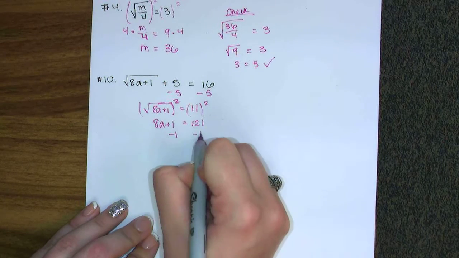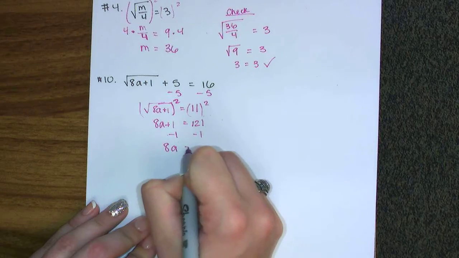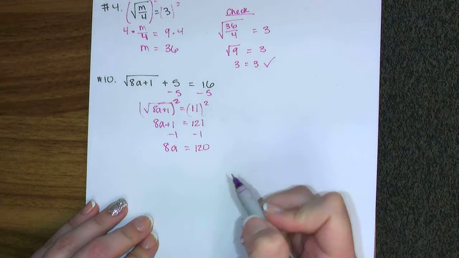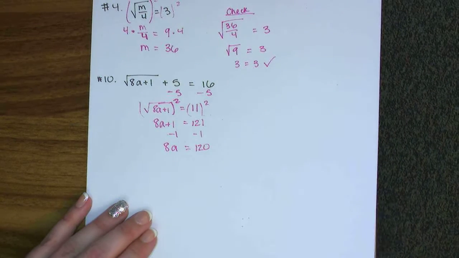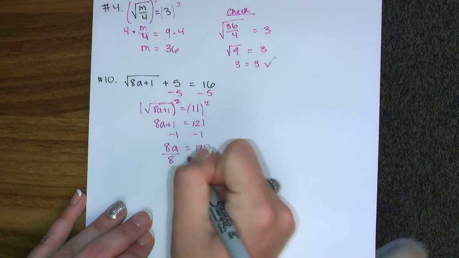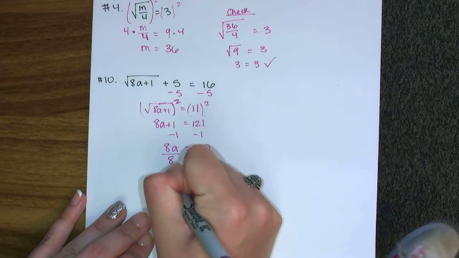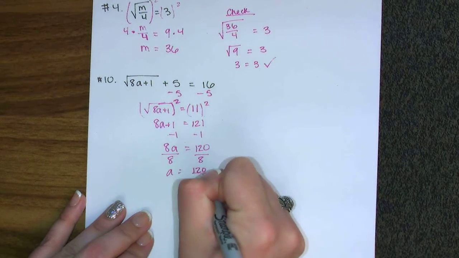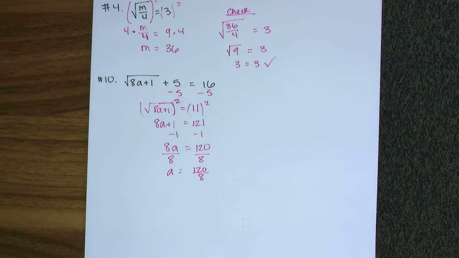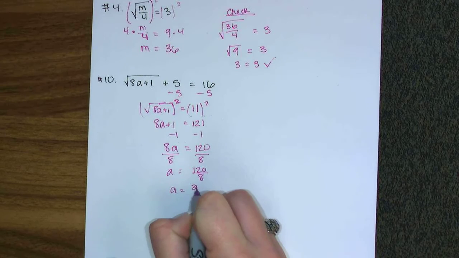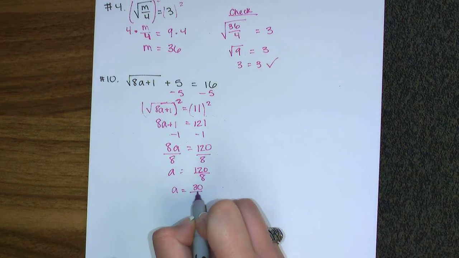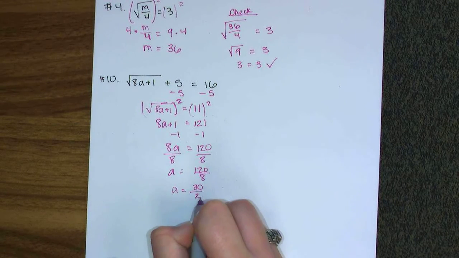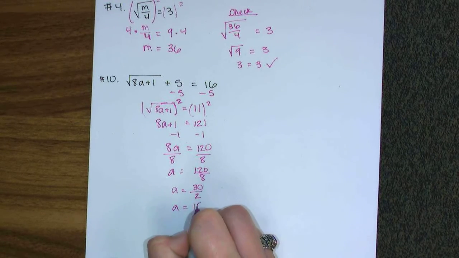Subtract 1. 8a is equal to 120. Now I need to divide by 8. So a is equal to 120 divided by 8, which I can take out at least a 4 from the top and the bottom. If I take out a 4 from the top, that leaves me with 30 over, taking out a 4 there, leaves me with 2. So a is going to be equal to 30 divided by 2, which is 15.